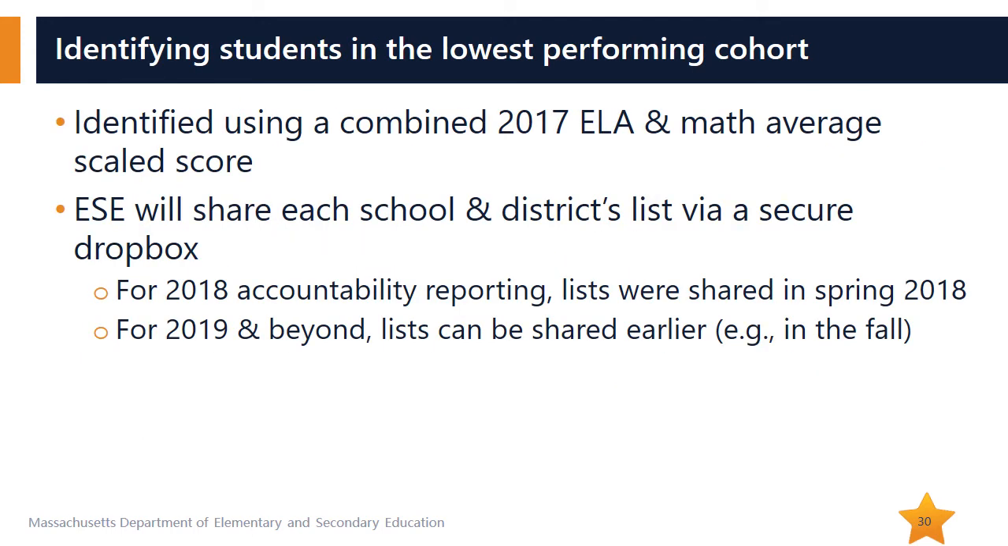A student will be identified as eligible for inclusion in the lowest performing students group if the average of their ELA and math MCAS scaled scores combined is among the lowest average scaled scores in the school. Each school and district can likely figure out who their lowest performing students are, but the department will also provide a list each year. For 2018 reporting, lists will be posted to secure drop boxes later in the spring, along with explanatory materials. For future reporting, lists will be available in the fall.